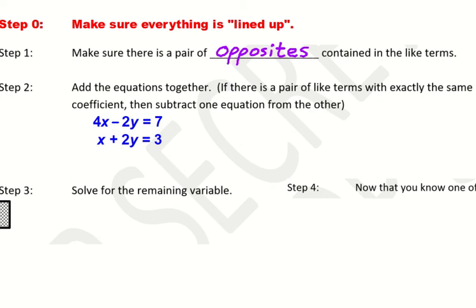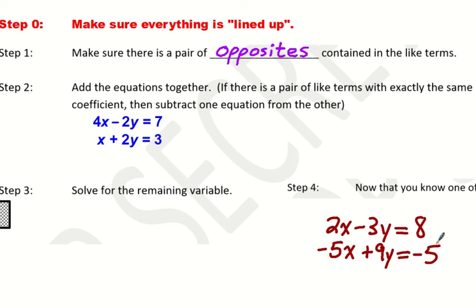Again, I'm going to write down something that you do not need to write down. In fact, you probably shouldn't. Imagine I had another system, written for comparison purposes. Again, don't write this down. Imagine one equation was 2x minus 3y equals 8, and the other was minus 5x plus 9y equals negative 5.